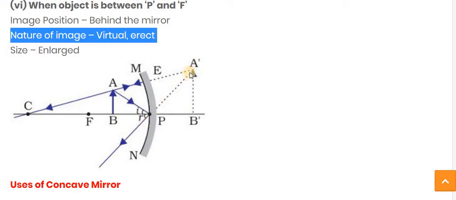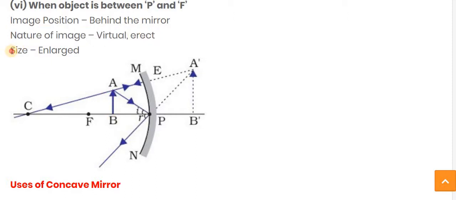We feel that if we draw the ray diagram with imaginary lines, then we find out that it is maybe over here. So the nature of the image is virtual, and the image is erect. Here you can compare the object and the image. So we get the size of the image enlarged compared to the object.